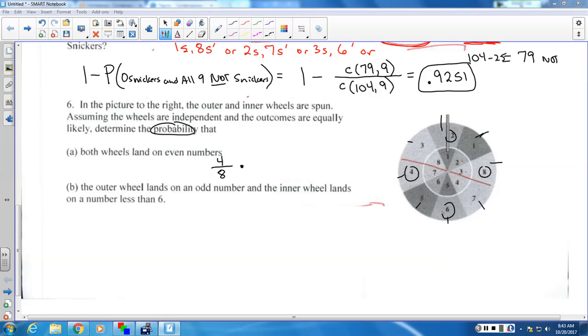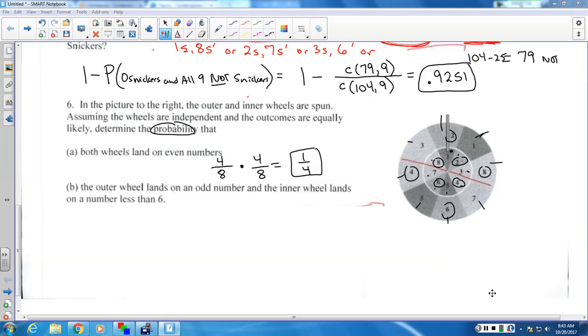And, so multiply, I want the inside wheel to land on an even number. So it has 1, 2, 3, 4, 5, 6, 7, 8 different outcomes. And 1, 2, 3, 4 even numbers. And so that's the outside wheel landing on an even number and the inside wheel landing on an even number. That comes out to be 0.25.